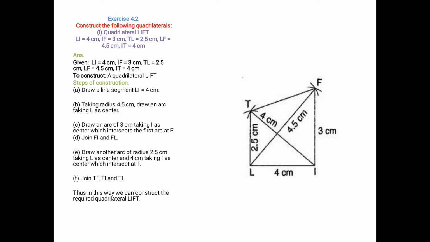Now, draw another arc of radius 2.5 cm taking L as center and of 4 cm taking I as center which intersects at T. Here join TF, TI and TL. Thus, in this way we can construct the required quadrilateral LIFT.